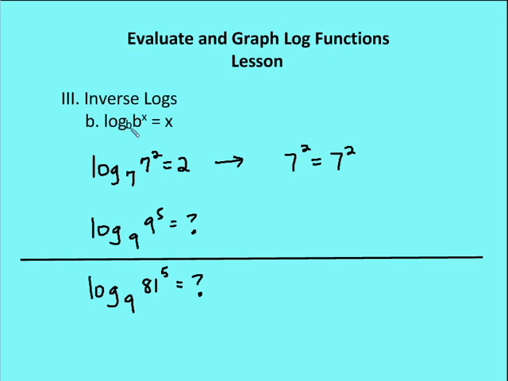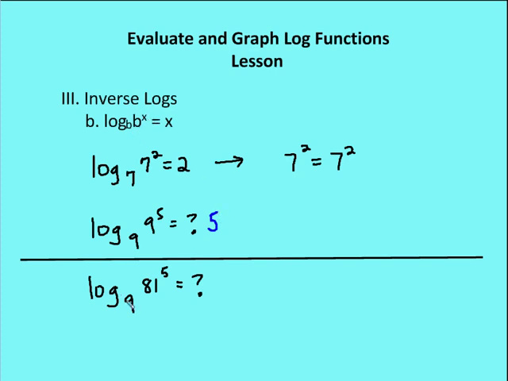Now if I have log base b of b to the x, then that's going to be equal to x. So let's see what that means. If I say log base 7 of 7 squared, then the answer is going to be 2, because I have 7 squared is equal to 7 squared. If I have log base 9 of 9 to the 5th, that's going to be the same as 5. So log base b of b to the x is equal to x.